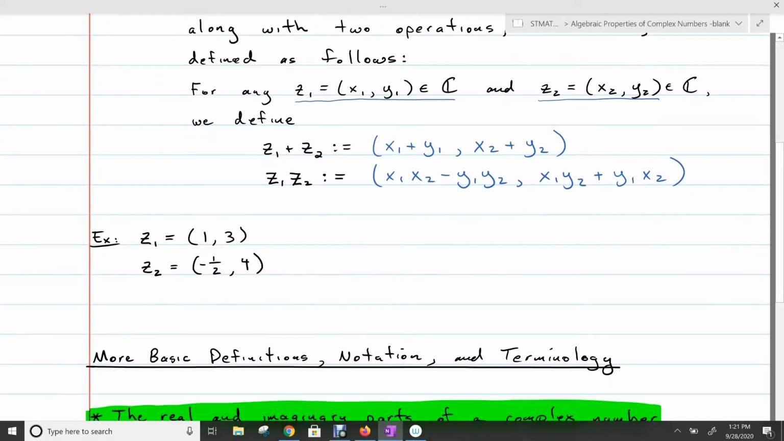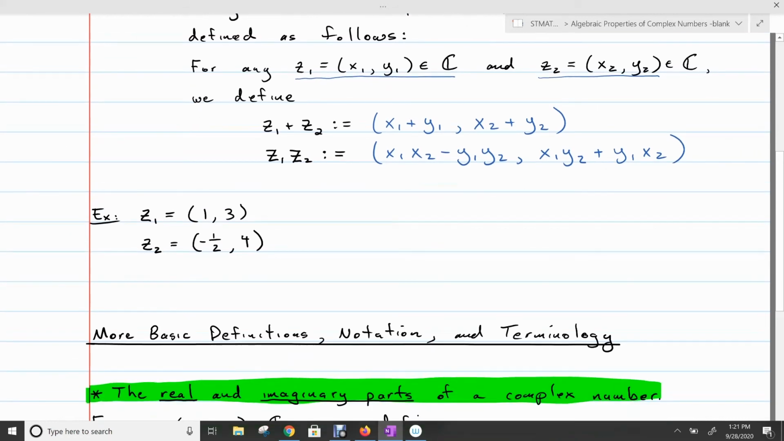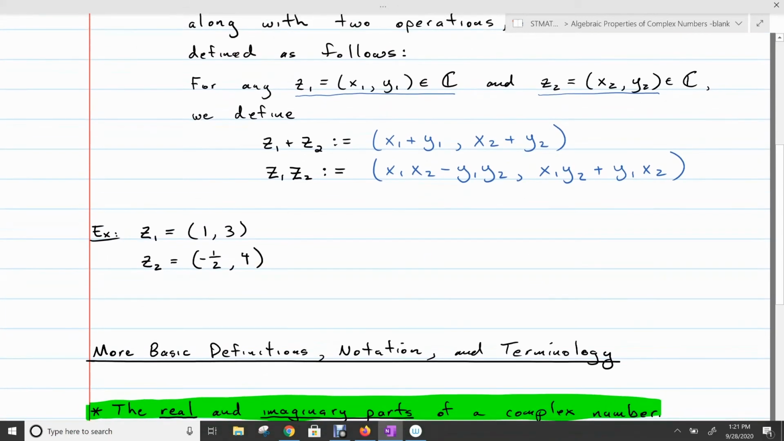But we'll see shortly that it's a pretty natural thing to do. But for now, let's just go with it as a formalism. Okay, someone defined this strange multiplication, and let's see how it works.